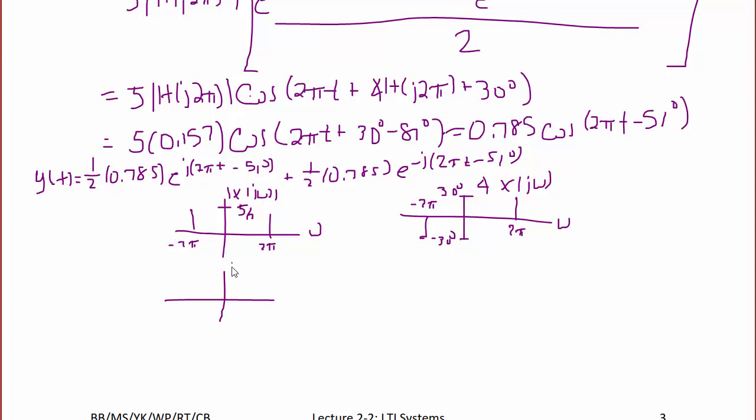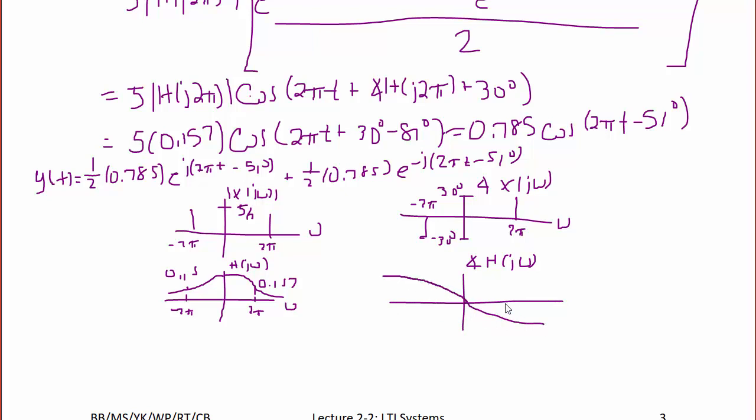Then for the low pass filter, the magnitude of H(jω) evaluated at 2π and negative 2π gives us values of 0.157 for both. The angle of H(jω) has values at 2π and negative 2π. At 2π, that's going to have a value of negative 81 degrees, and at negative 2π, it's going to have a value of positive 81 degrees.